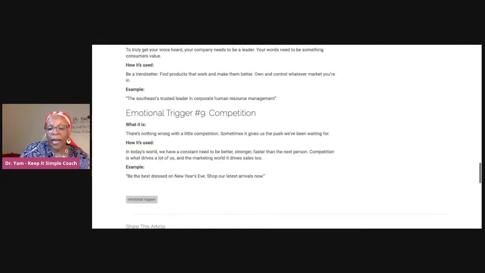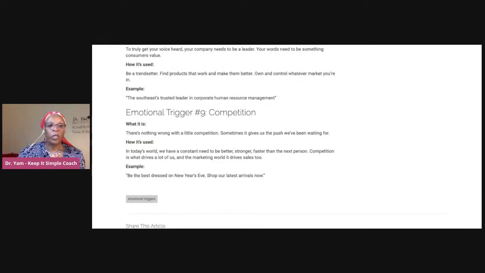And then number 9, again, competition. So be the best dressed for the new year. Sign up for our latest arrival. Nothing wrong with a little competition. You just want to make sure that you are in contrast enough that it makes sense and you can tap into an opportunity to say that you are better than another entity without saying their name, of course.